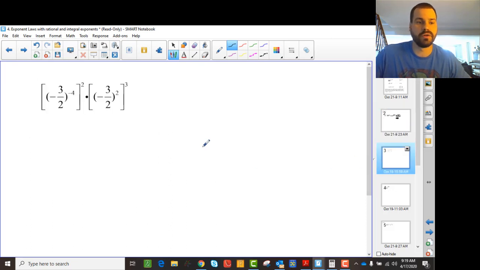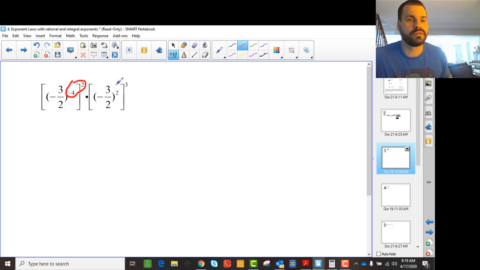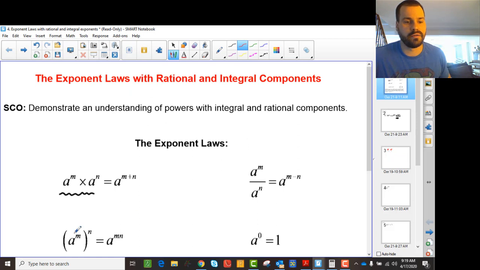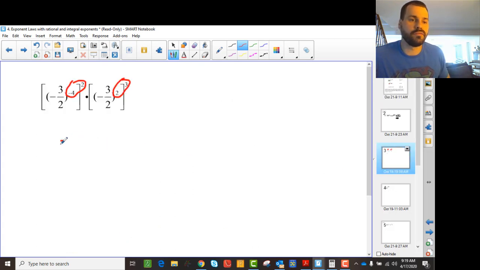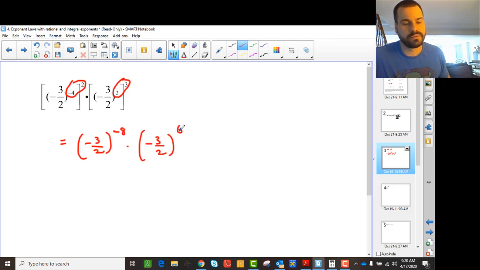Okay, so let's just look at a few more examples. So here's one here. This can look pretty intimidating, but it's just a matter of following the rules. So the first rule says take these exponents and multiply them. We have something with a power and then raised to another power. So we're going to multiply those powers together. If I do that first, that's going to give me minus 3 over 2 to the minus 8, and then times minus 3 over 2 to the 6th.